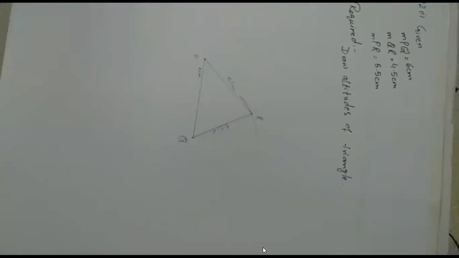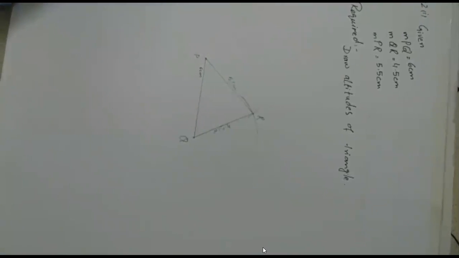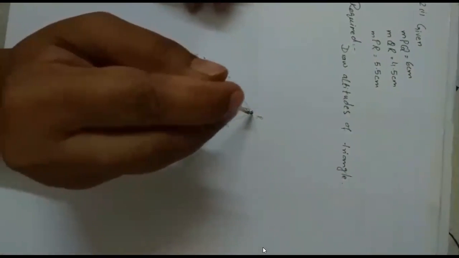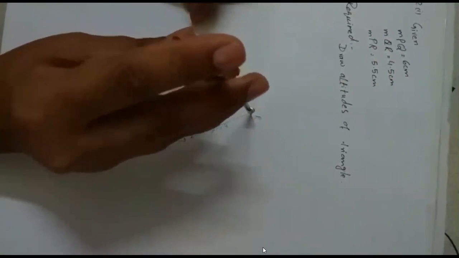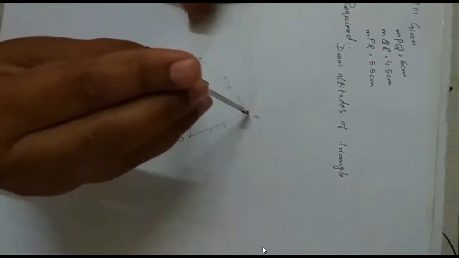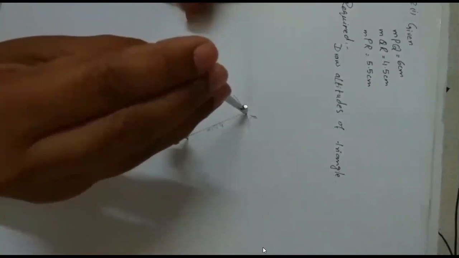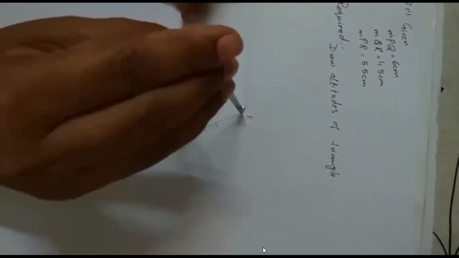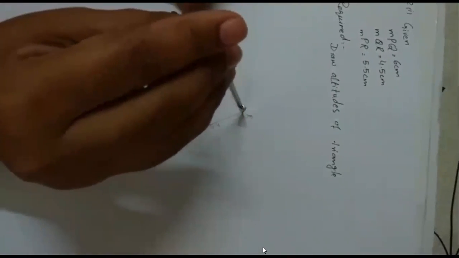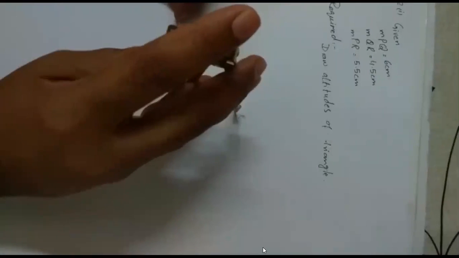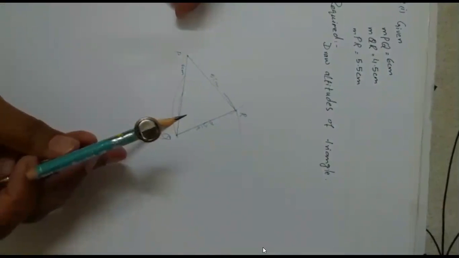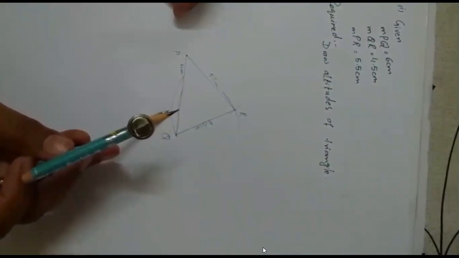Altitude means an angle of 90 degrees. For this, you put your compass on point R. We are drawing the altitude from vertex R. You will open your compass till this side. Because we draw the arc, we need only 2 points of this arc, so there is no exact measurement of the radius. You only draw the arc. Maybe the arc is this one. It's up to you whether you want to draw the smaller one or the bigger one.